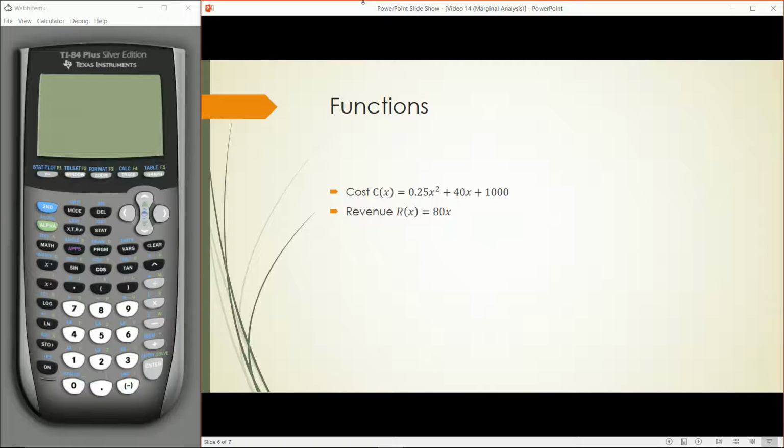Now, for our profit, you just take the amount of money you take in, which would be your revenue, and subtract your cost. So that'll end up giving us the function of negative 0.25x squared plus 40x minus 1,000.